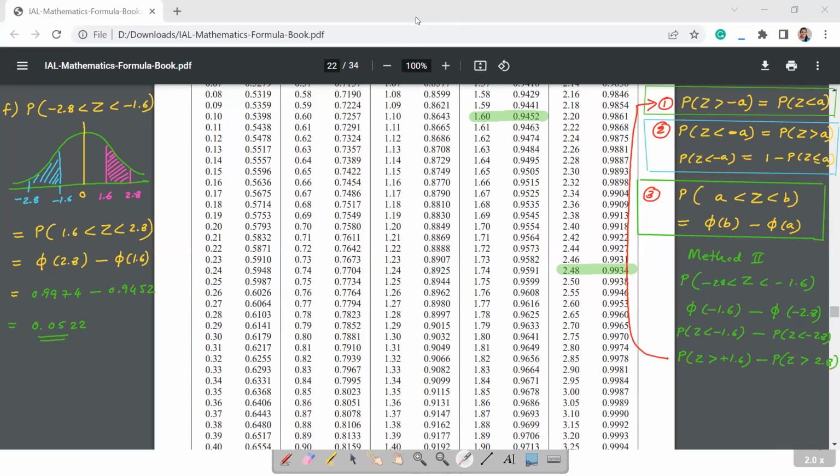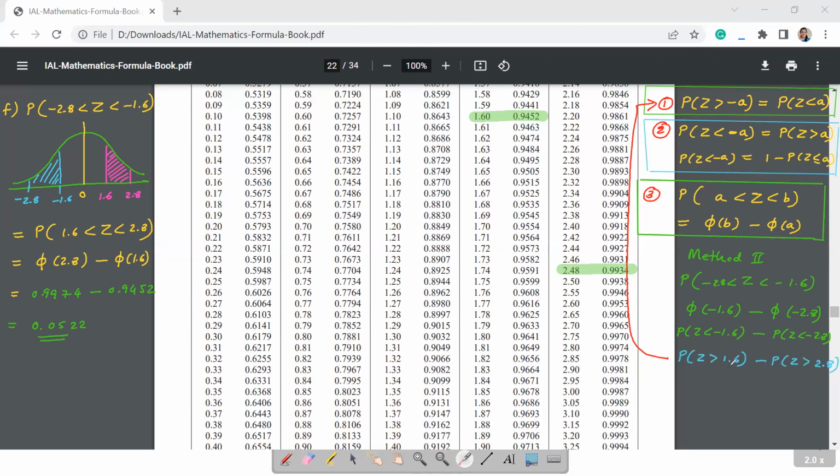Can you guys see what I just did here? This is an important step. Let me rewrite it in a different color. I'm changing the negative Z to positive. Less than becomes greater than, minus 1.6 becomes 1.6, using rule number 1. For the other one, I'm using rule number 2: the probability Z less than becomes greater than, minus becomes plus. Okay, guys? So now you can find the area.